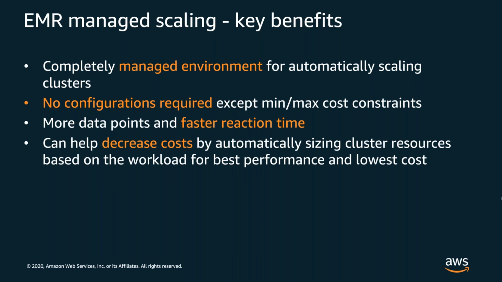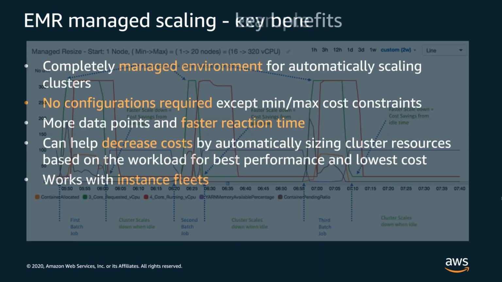And again, managed scaling can also help decrease costs because it's automatically sizing your cluster resources based on the workload itself for performance and lowest cost. And so again, shutting things off and spinning things down is just as important as using Spot within your environment. And of course, managed scaling does work with instance fleets. So both allocation strategies and managed scaling are relatively new to EMR, which is why I'm focusing on them, and the fact that they're so critical with optimizing for best practices.